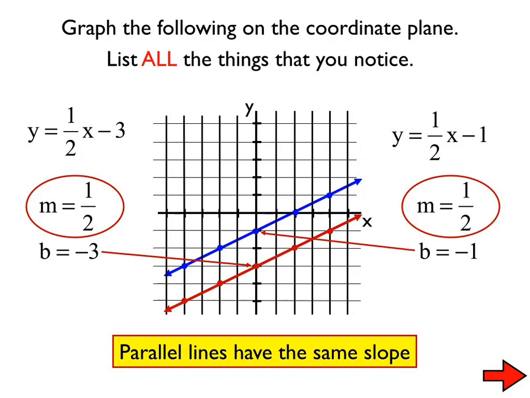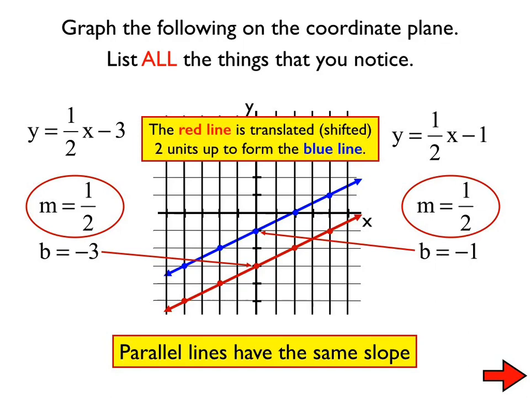Now, if we look at my two lines, it looks like the red line is translated. Last year you should have talked about translations, and we will come back to them a little bit later in the year. But the red line is translated, shifted 2 up to form the blue line. So if we move the red line up 2 units, we have the blue line.